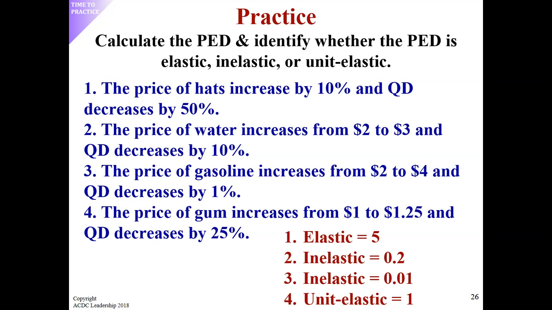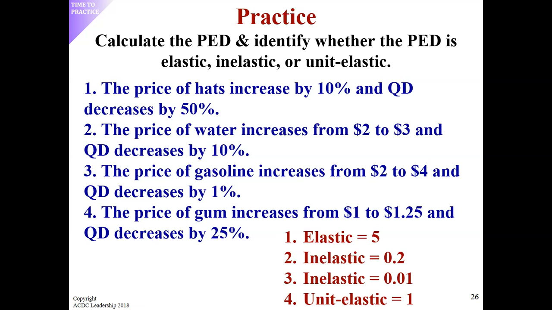Did you get to number 3? Yes. Okay. So quantity demanded decreases by 1%. So I'm just going to put that on top, right? That's 0.01, right? Okay. All right. The price of gas, how do we get that? Well, we did 4 minus 2 over 2. 2 over 2, 1. And then when you divide that, you get the 0.01, right? All right. And then the last one.